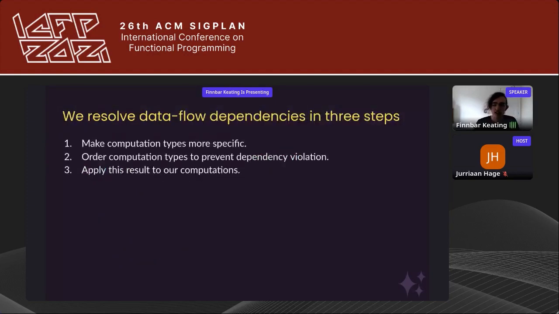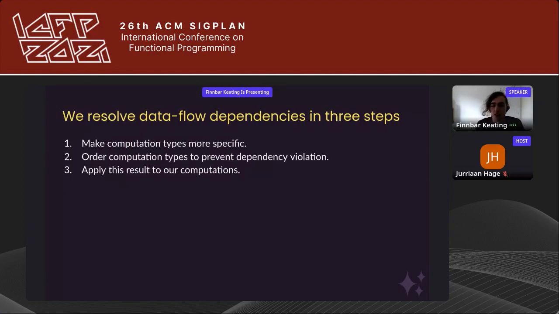And we're going to do this in 3 steps. First, we're going to make the computation types more specific, as I said. So instead of having these I/O units, we're going to make them reflect exactly what reads and writes they do. This is the graded monad part of the talk, spoilers. The next thing we're going to do is take a look at these types and prevent dependency violation at compile time by using type families to order them.